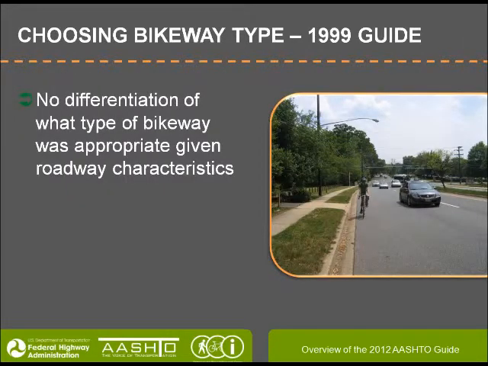Okay, choosing bikeway types. So the 1999 edition of the AASHTO Bike Guide was pretty silent on the type of bikeway that's appropriate given certain roadway characteristics. It laid out the various bikeway types but really gave no guidance on how to choose the right type and didn't really speak to what bicyclist preferences were either.